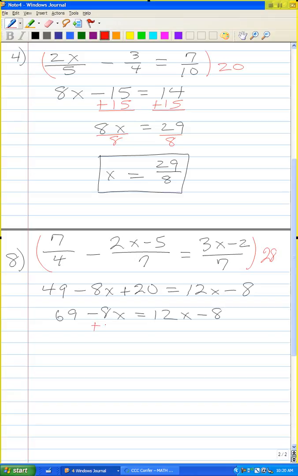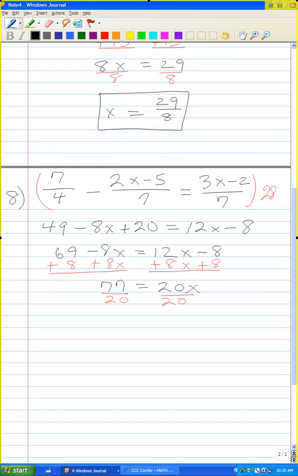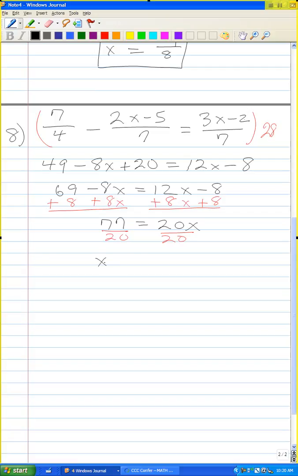Add 8x to both sides of your equation. Add 8 to both sides of your equation. And so you get 77 is equal to 20x. Divide both sides of your equation by 20. And so x is equal to 77 over 20. And that is your answer.